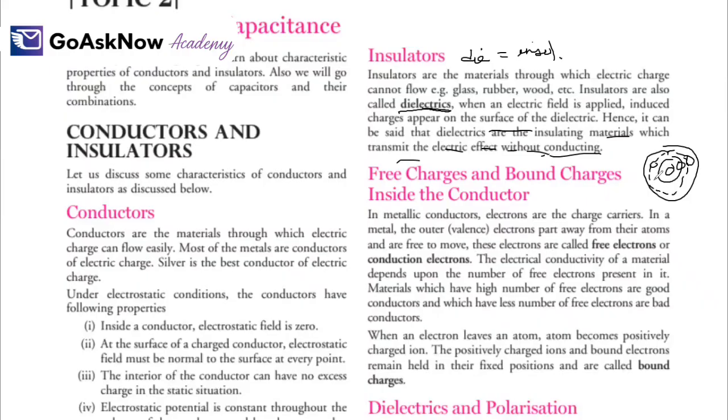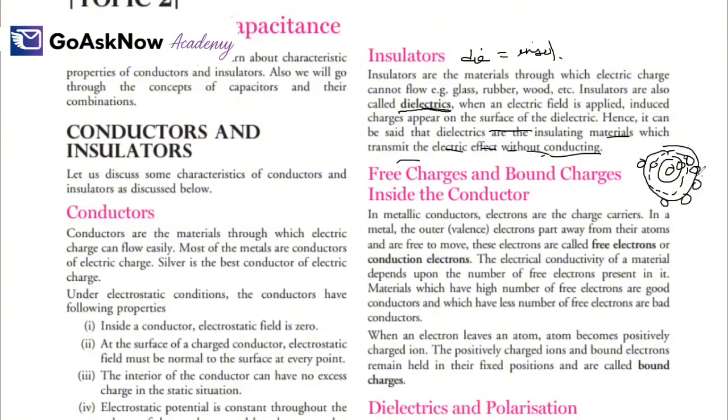So these electrons are what? These are charge carriers. In a metal, the outer valence electrons part away from their atoms and are free to move. The outermost shell electrons are very much free here, and they are responsible for conduction. So these are called free electrons or conduction electrons.